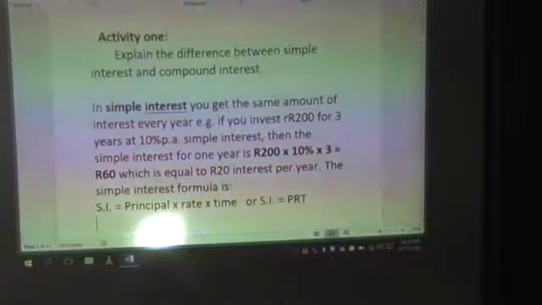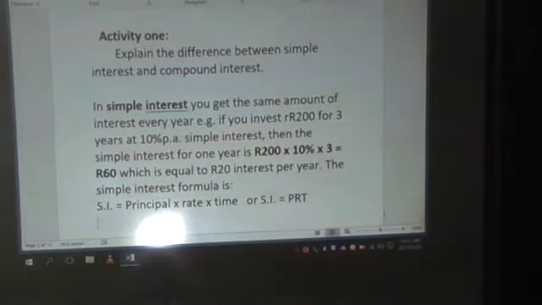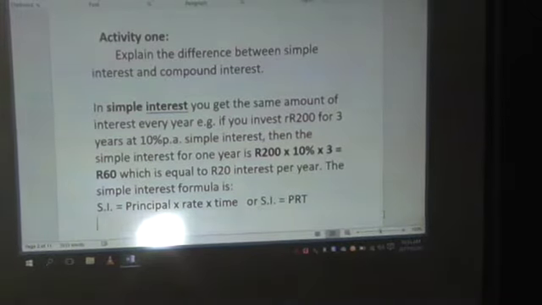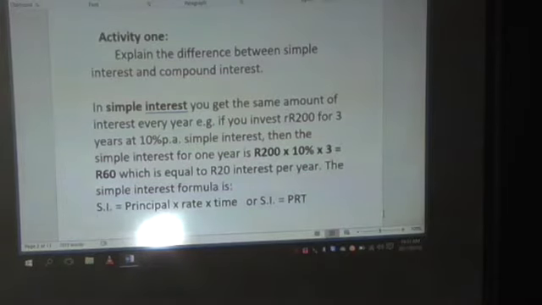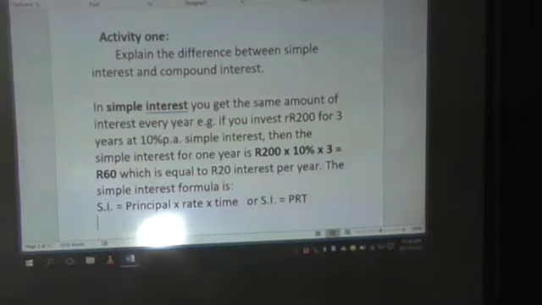In simple interest, you get the same amount of interest every year. For example, if you invest 200 rands for 3 years at 10% per annum simple interest, then the simple interest is 200 times 10% times 3, which you can do on the calculator, is equal to 60 rand, which is equal to 20 rand interest per year. So it's 20 rand, 20 rand, 20 rand. The interest is the same for each year. And the formula for simple interest is principal times rate times time, or in short, SI is equal to PRT.